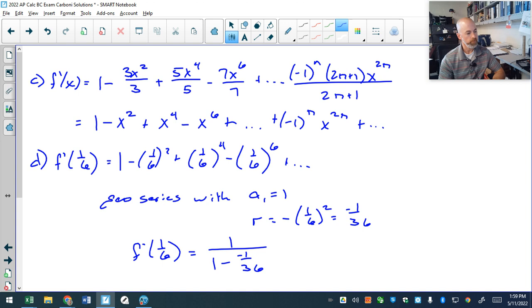I would stop there on the AP exam, but I'm going to clean that up because I feel daring. 1 plus 1 over 36, that will be 37 over 36. And 1 divided by 37 over 36 is 36 over 37. And there is your value of f prime of 1/6. I'm going to write that f prime a little bit better.